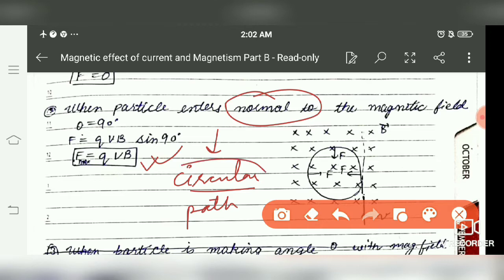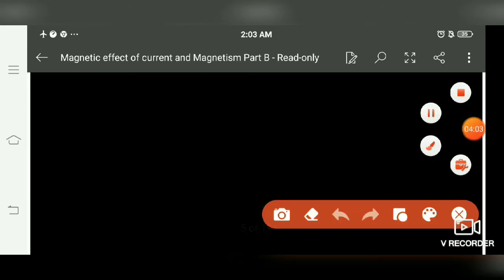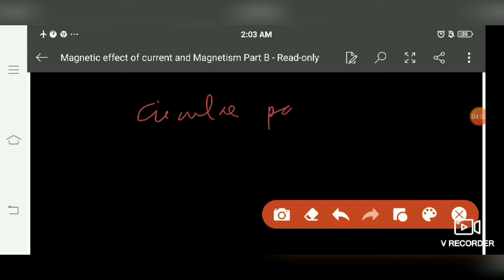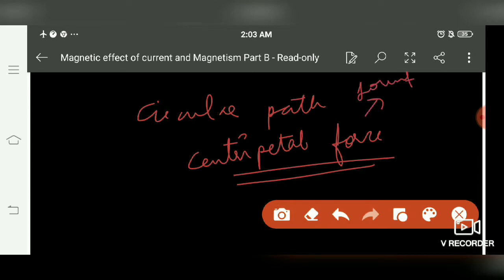And we know for a particle to move in a circular path, centripetal force is required. This centripetal force is provided by the Lorentz magnetic force, that is F equals QvB.